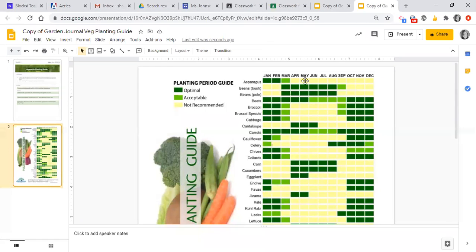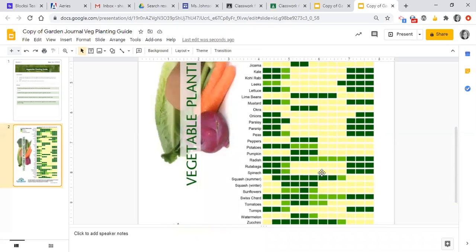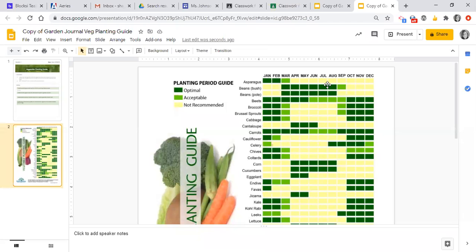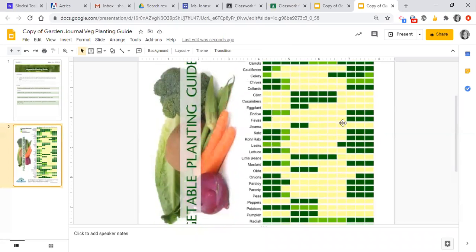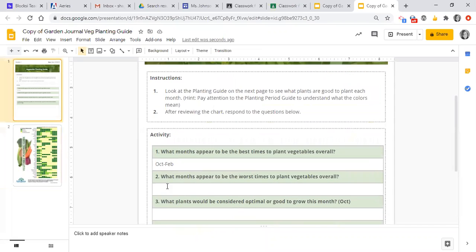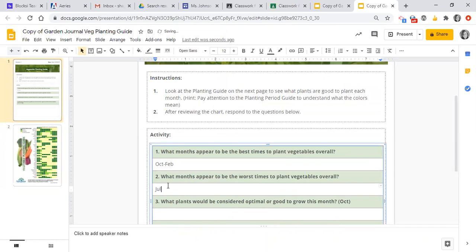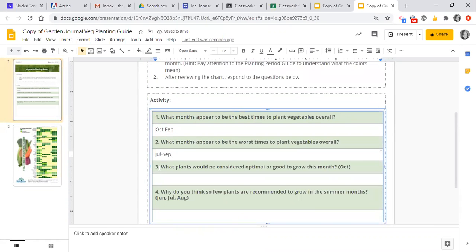Good, thanks, Giovanni. So Giovanni said July. So yeah, July is a good example of a bad time to plant. Look at all this yellow. Not a lot of good things to plant in July. But I'd probably also accept anything from July to probably September is also not a good time. So I'm going to say July to September.